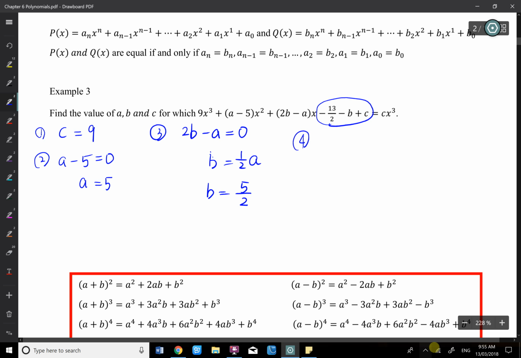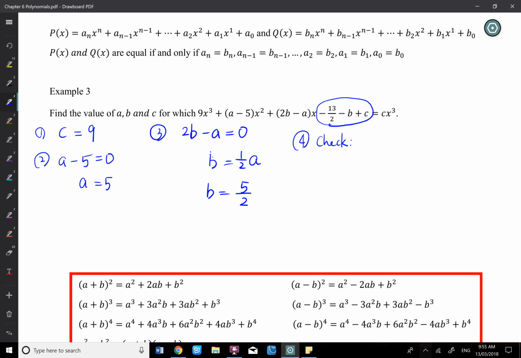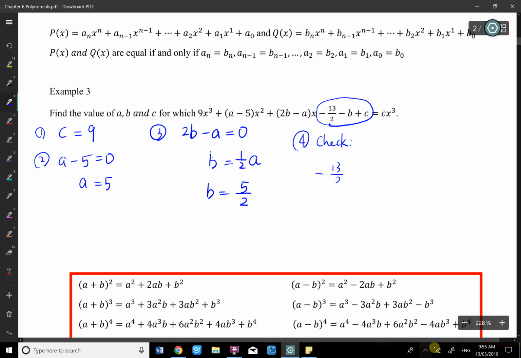And number 4 is the check. Because I have the b value and the c value, I need to check for that. If it can't be 0, which means these two polynomials can never be the same. It's a wrong statement here. So I need to check. Negative 13 over 2 minus 5 over 2 and plus 9. Let's see what that equals to. That equals negative 18 over 2 plus 9. And that equals 0, which is a good check.